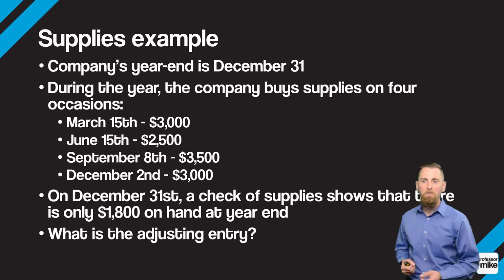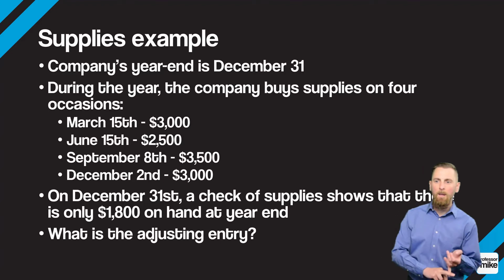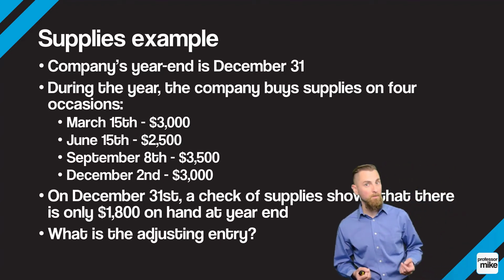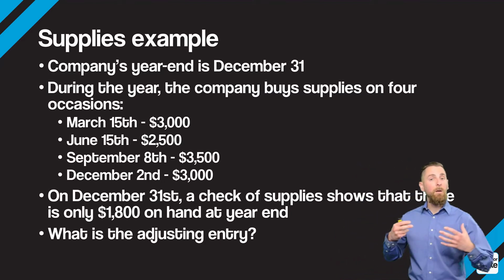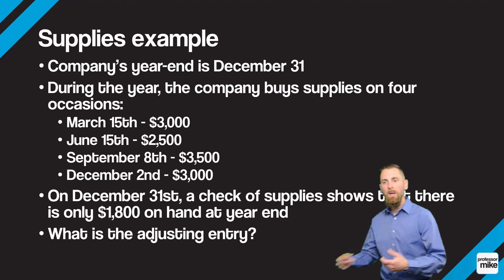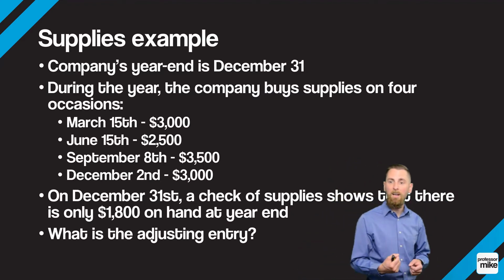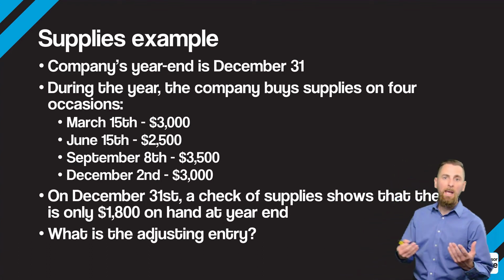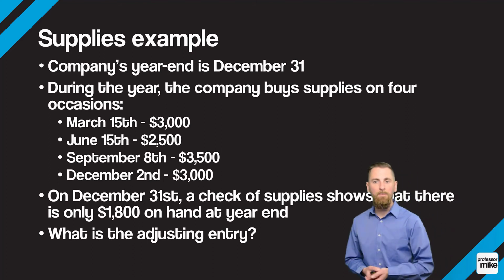And they buy how much in supplies? $3,000, $5,500, $9,000, $12,000 in supplies, right? Over the year. But they don't expense them. That becomes the supplies asset. Now on December 31st, they actually do an inventory of their supplies and they check them and they realize they only have $1,800 left. That's what on hand means. They have $1,800 of that $12,000 left.